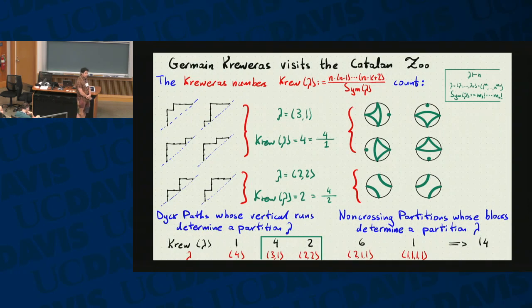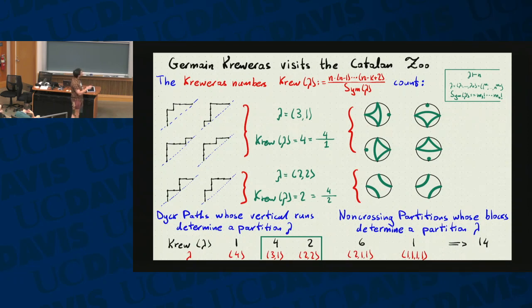Now, there is a way to count Catalan objects where you refine and you keep track of a few statistics. We know, for instance, that if we count Dyck paths with respect to how many peaks they have, we get the Narayana numbers. But you can do something better. You can not only keep track of the peaks, but you can keep track of the vertical runs of the Dyck paths. So all of these 6 Dyck paths here, they have vertical runs 3 and 1. But I've grouped them, they have 2 peaks.